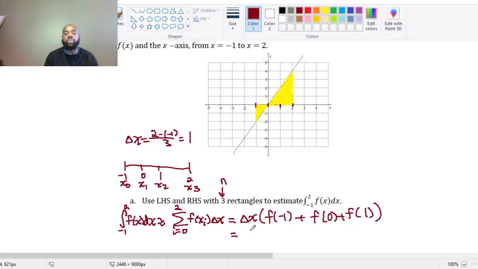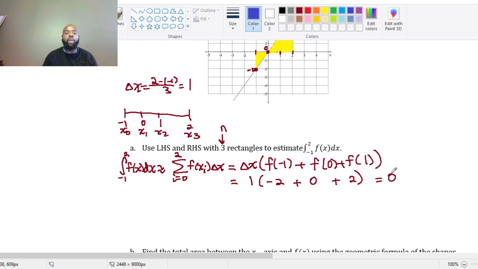Again, our delta x was 1. F of -1, we go to our function, find our y coordinate, which is -2. F of 0, go to our function, find our y coordinate, which is 0. And at f of 1, our y coordinate is nice, it's 2. And so when we do this, 1 times this quantity, that actually equals 0.